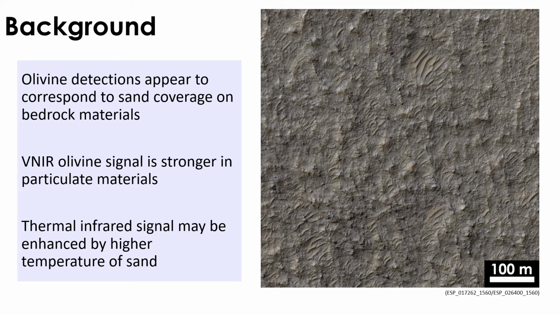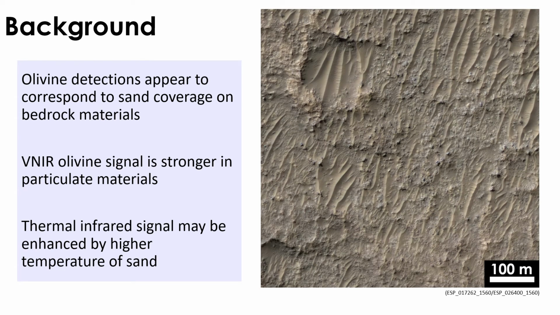The strength of olivine detections appears to vary with the amount of sand present on the surface. In this HiRISE image, we can see the portion of the bedrock plain in the previous slide which did not have a CRISM olivine parameter detection. Sand is present but covers very little of the surface. In contrast, where we see a strong CRISM olivine parameter detection, sand covers much more of the surface. These regions also tend to correspond to higher amounts of olivine in the thermal infrared. The reason for this difference may be because in the visible and near infrared, the weak spectral features of olivine are most easily detected in fine particulate matter, such as sand. In the thermal infrared, the signal strength is strongly dependent on temperature, and the higher temperature of sand at imaging time may increase the visibility of minerals that are present in the sand.